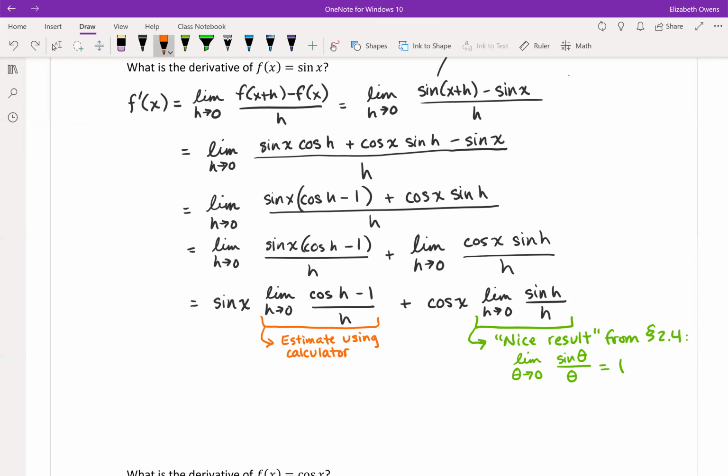You might want to go ahead and pause the video here for a second so that you can plug in some different values of h. Remember to do some really, really small positive values and some really, really small negative values. That way you're approaching 0 from both sides. Plug them into this expression here and evaluate it, and see what happens as you get closer and closer to 0. We'll pause for just a sec.